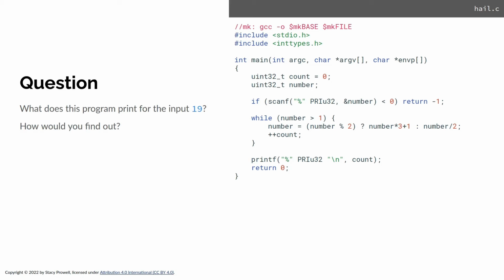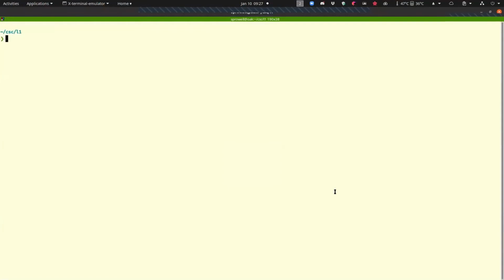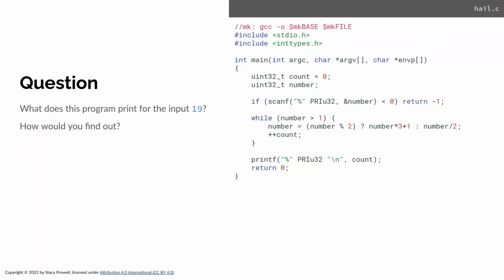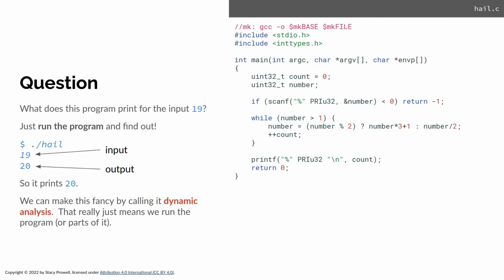Anyone want to guess how we figure out what the input of 19 does? What I would do, because I'm lazy, is compile it and run it. There we go, 19, and the output is 20. Wow. Okay, that's fine. So run the program and find out. And when we put in 19, we get 20 as the output.